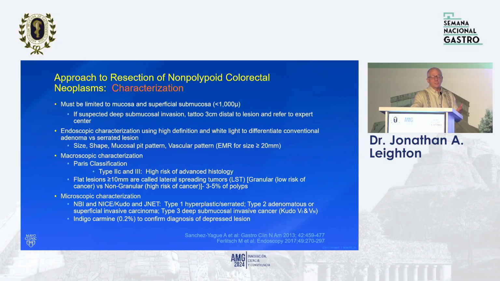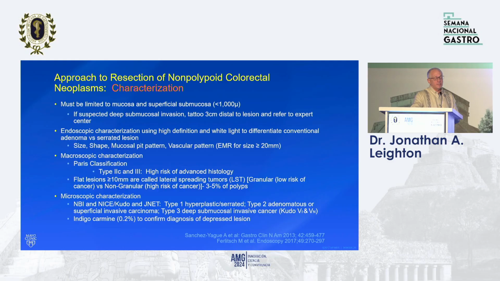So in a practical sense, what do we do? This is a summary of what I just talked about. You have to remember that if you're going to resect one endoscopically, you really want the dysplasia to be limited to the mucosa and superficial submucosa, less than 1,000 micrometers. If deep submucosal invasion is suspected, then you want to tattoo it 3 centimeters distal to the lesion and refer to an expert for resection.